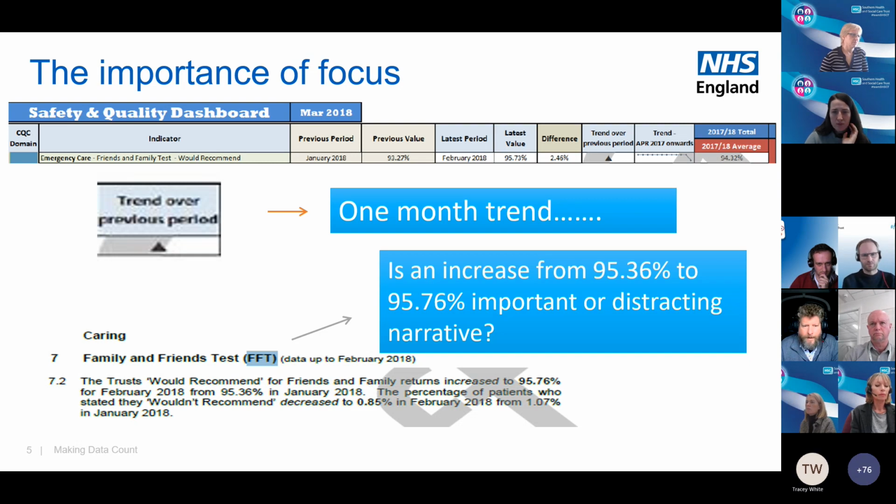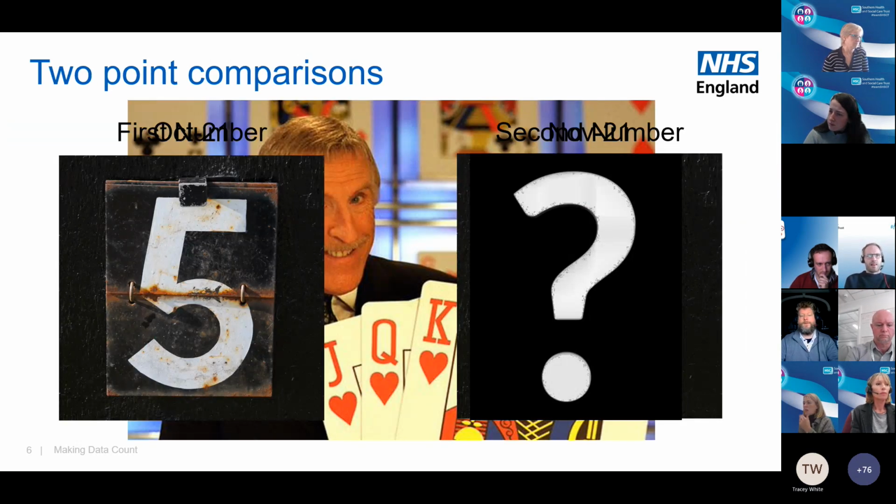So let's have a look at 2-point comparison. So we've seen there it usually occurs when we're taking 1 month, current month against the previous month. So if we think about the first number, in this example, this is the number of serious incidents. So we've said that in October 21, there were 5 serious incidents in the trust that we're looking at data for.